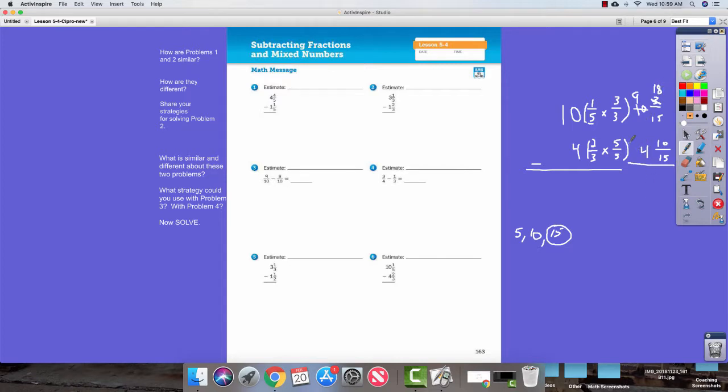And now I can subtract. So 18/15 minus 10/15 is 8/15. And subtract my wholes. 9 wholes minus 4 wholes is 5. So my answer is 5 and 8/15. All right. So that's just a quick review on how to subtract fractions with unlike denominators. I hope that helped.